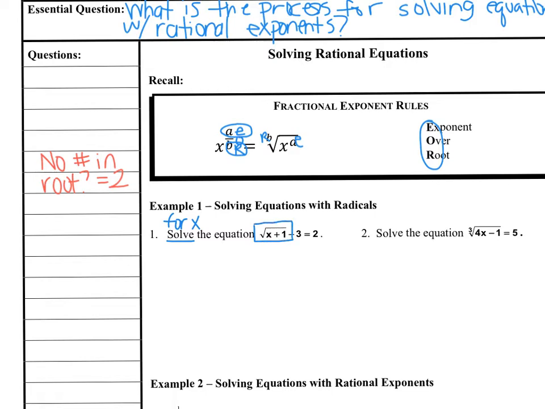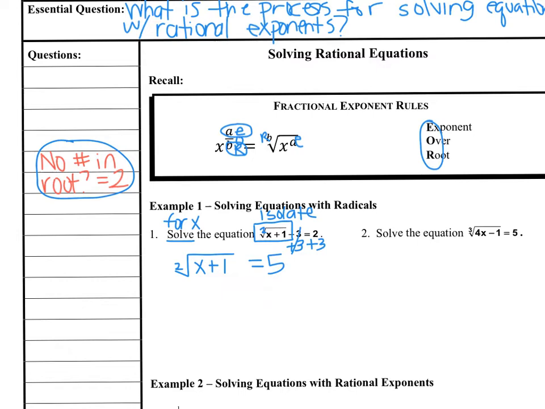And what I have written over here is that if there's no number in the root area, then there should be a 2. So draw in a 2 because it is the square root. So if we're going to isolate the square root, we first have to get rid of that 3. So add 3 to the other side, and we end up with the square root of x plus 1 equals 5. Okay, so that should look familiar.